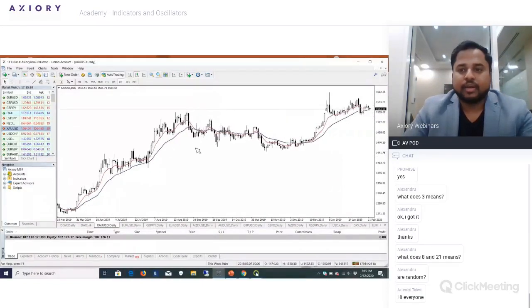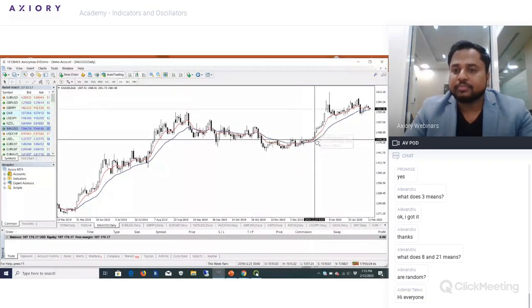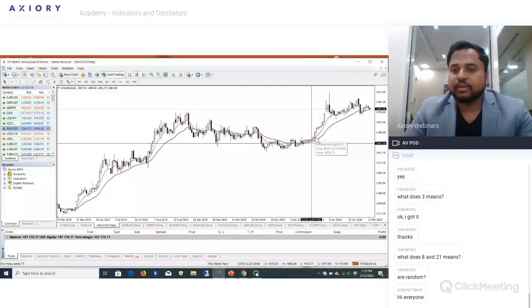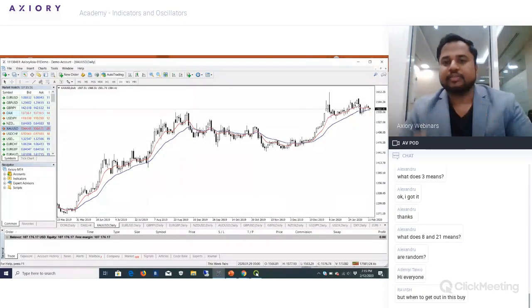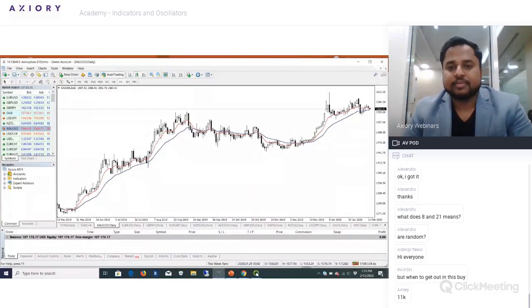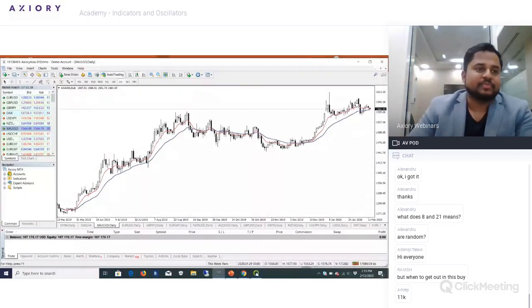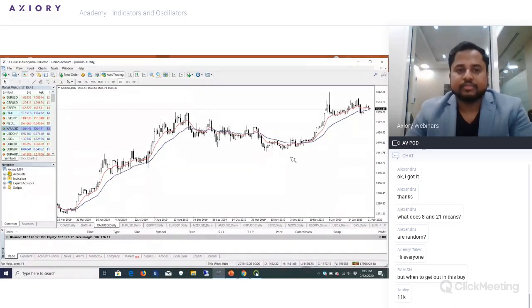And from here again you see, again the red moving average crosses the blue line. So from here, again it moved nearly 11,000 pips. Okay, hope you get an idea. It is a method of using the two moving averages together. Yeah, 11K, you're right.